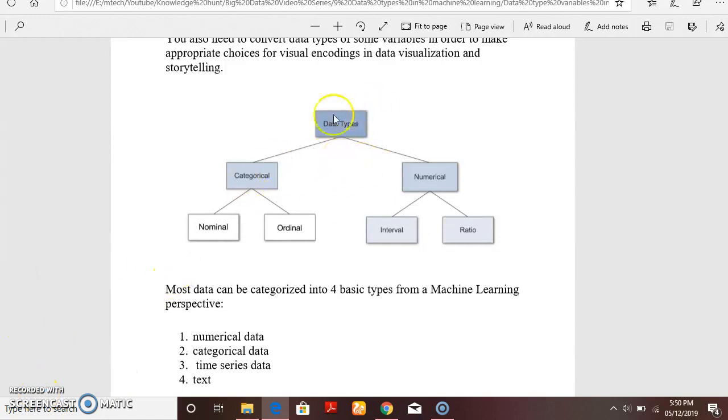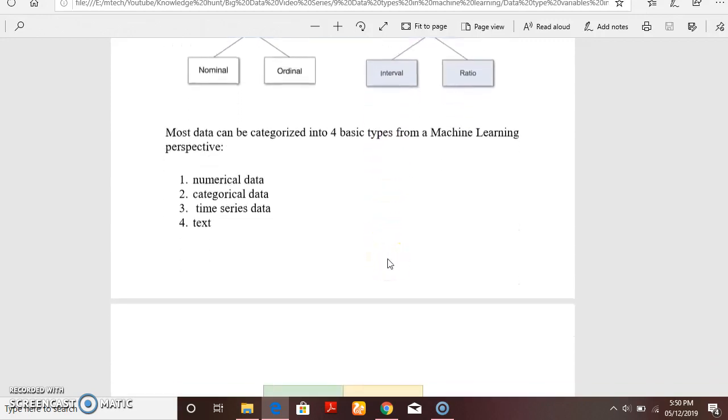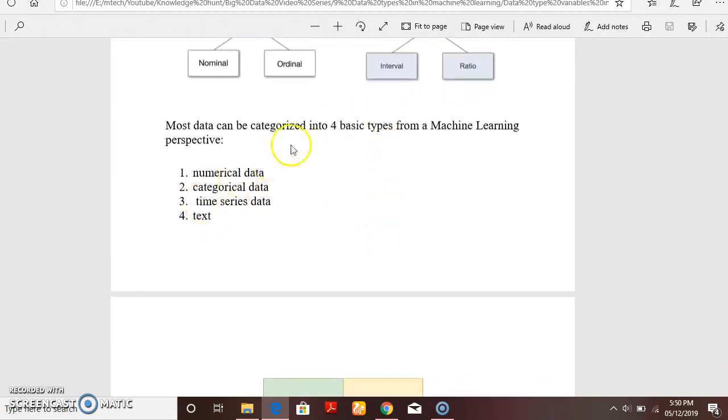Data is categorized into two types, that is categorical and numeric. Further classification of categorical is nominal data and ordinal data, whereas of numerical it is interval based and ratio. So only these types can be found when we are applying a machine learning algorithm. Mostly the data is categorized into four types: numerical data, categorical data, time series data, and text data. Numerical time series in the sense interval based data. So this is a broad classification.